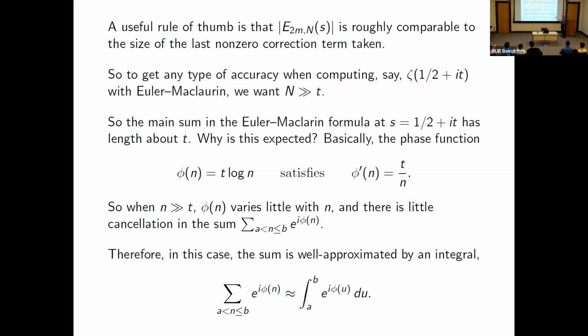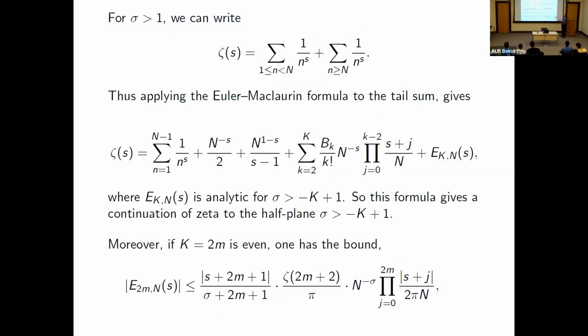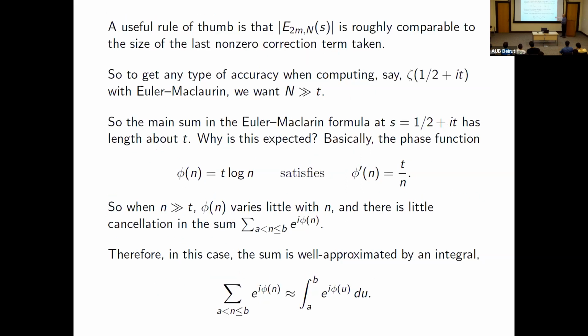If you look at the sum we have, and you write n to the s as e to the minus s log of n. So you exponentiate, take logarithm and exponentiate. Then the main thing you have is a phase function, and your phase function looks like t log n. Okay, so this is the phase function that occurs in the nth term.